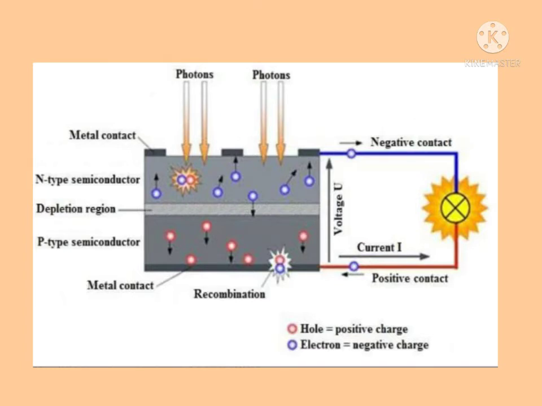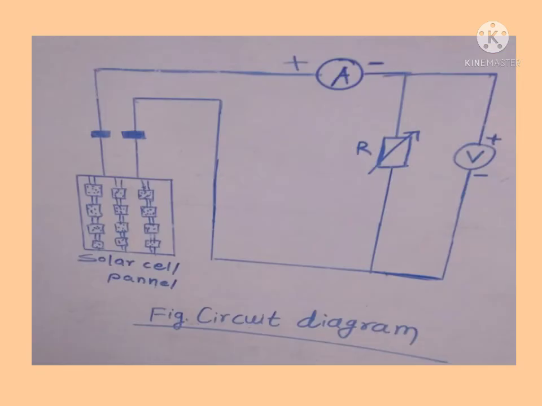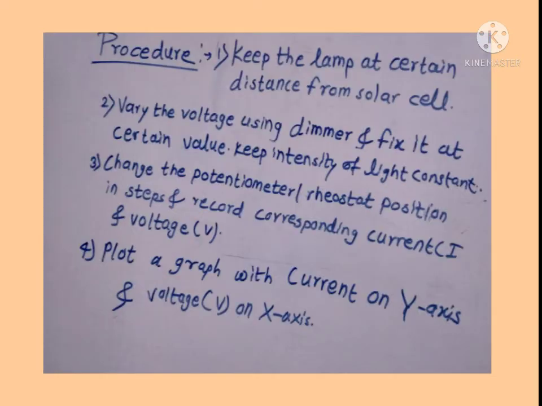In this way, a potential difference is established between two sides of the cell. These two sides are connected by an external load. Current will start flowing from positive to negative terminal of the solar cell. This is the basic working principle of the solar cell. This is the circuit diagram for the experiment. Make the connections as shown in the diagram.